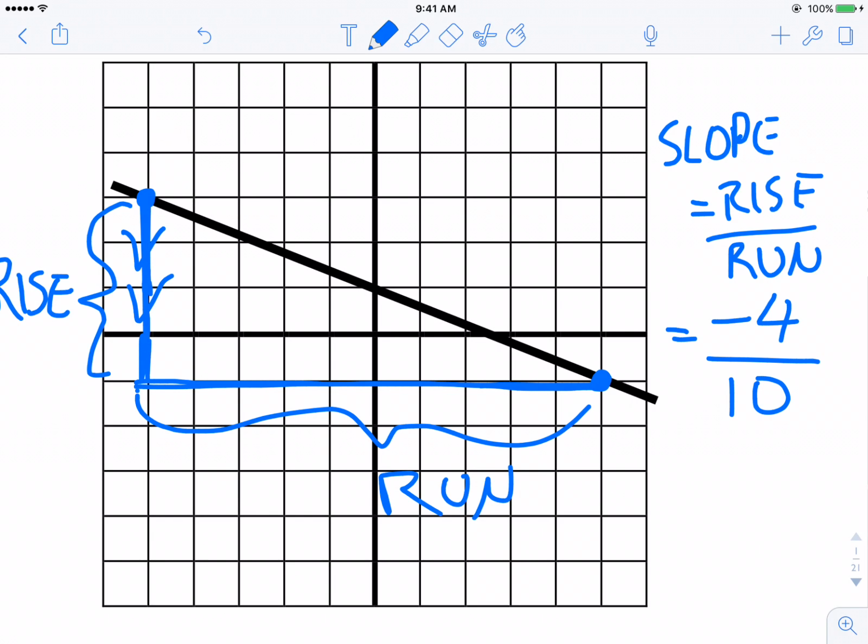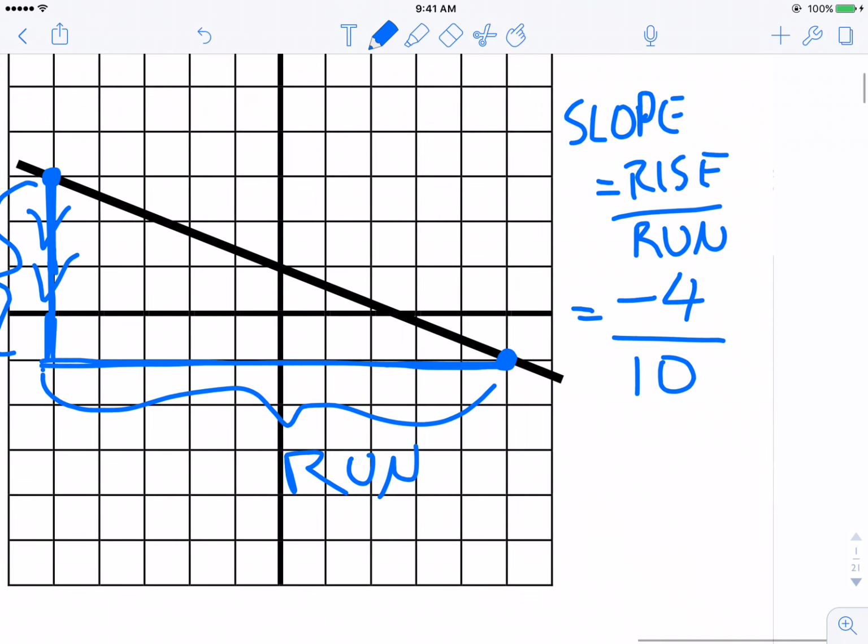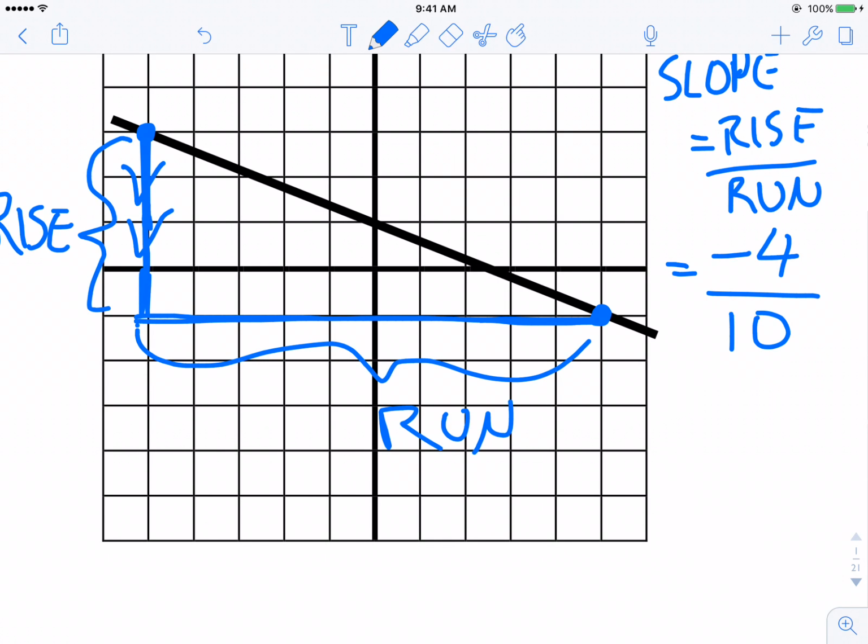And then a quick thought in my head, okay, do I have a negative value? Yes, negative 4 over 10. Does my line go down from left to right? Yes, it does. So I know I'm going to have a negative slope. I know I have my positive and negatives correct. Now my last thing over here that I need to do, anytime we have fractions that can be reduced, I simply reduce that fraction. Negative 2 over 5. And that's my slope. Okay.